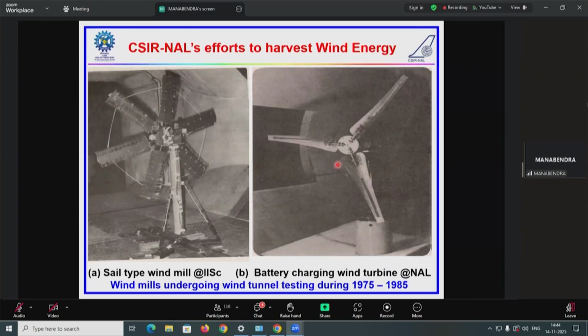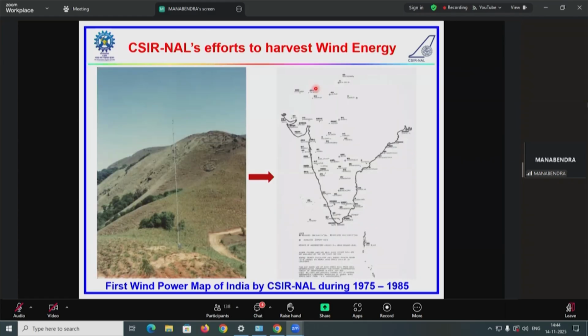And even during those days when wind tunnel testing was a very privileged facility to have, NAL tried to understand the performances of wind turbines by doing wind tunnel testing. I'm talking about the 70s and 80s, at IISc, and even in our in-house wind tunnels in NAL, we tried to understand the finer details of the designs using these wind tunnel tests.